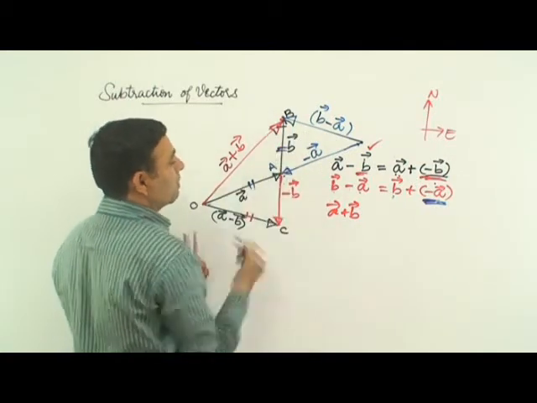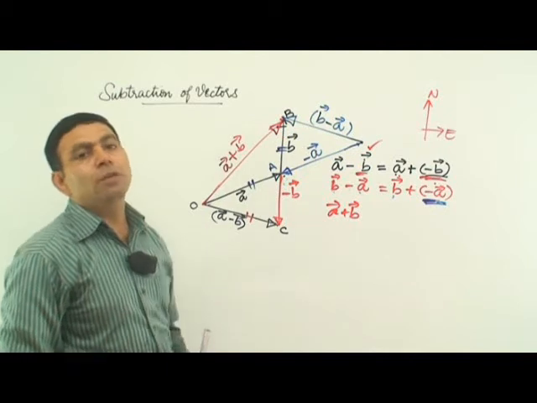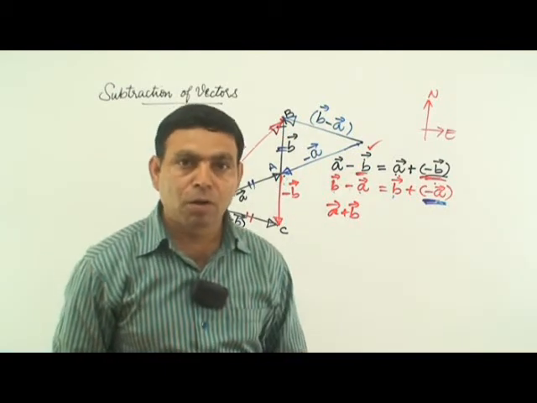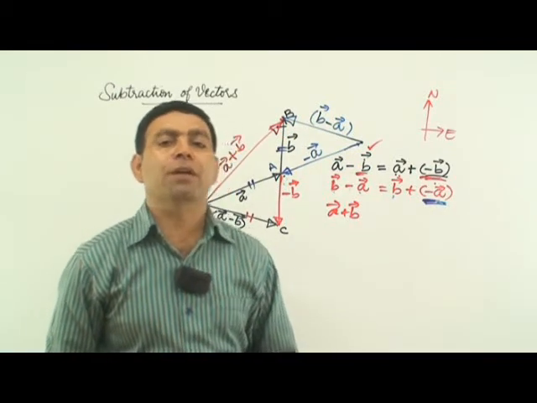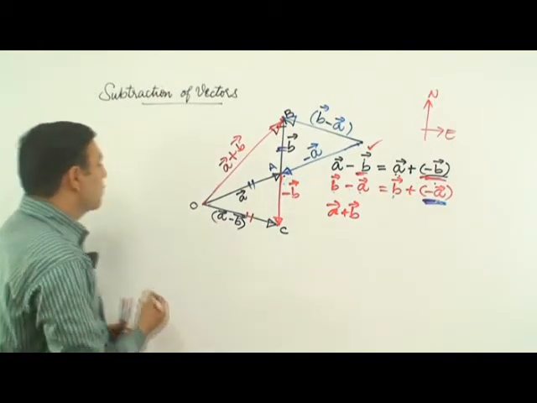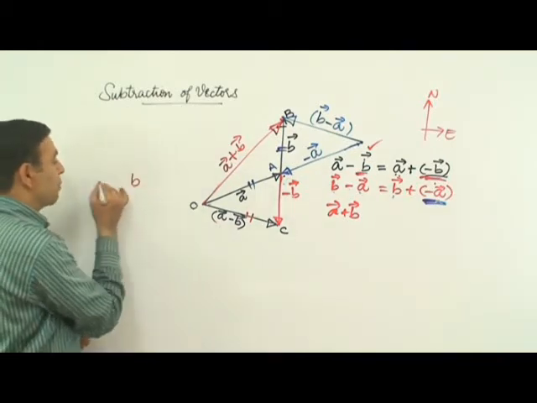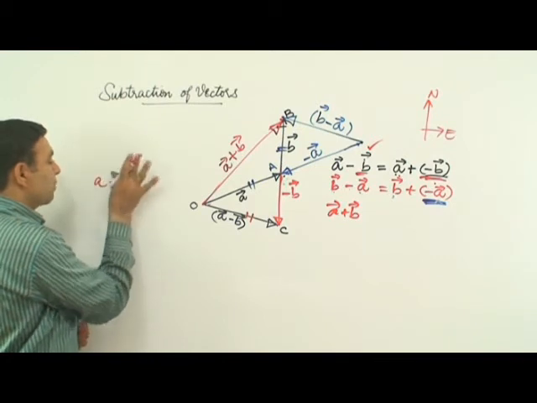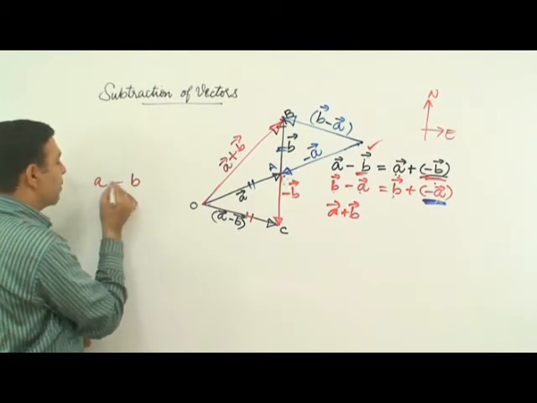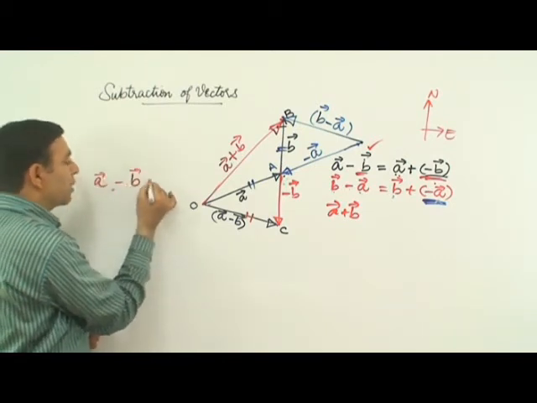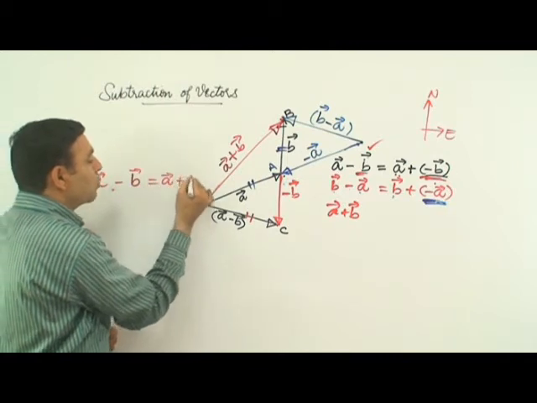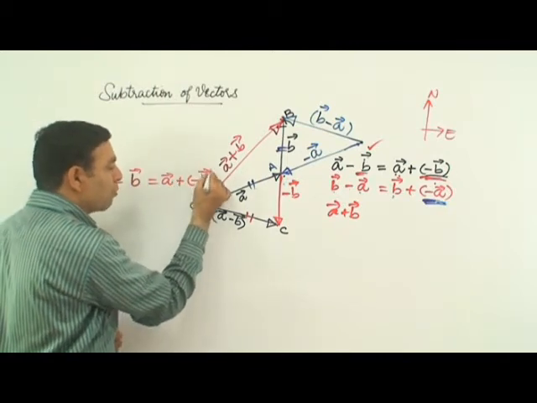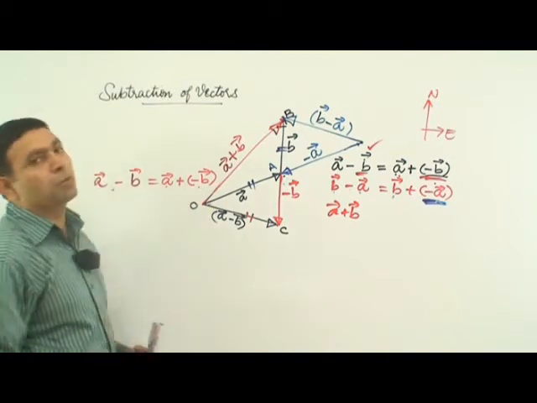Is it clear? So subtraction has no separate law, it is done by the laws of vector addition only. If you need to subtract a given vector, say b from vector a, we take the negative vector of b and then add it to vector a. This is how subtraction is done. Clear?